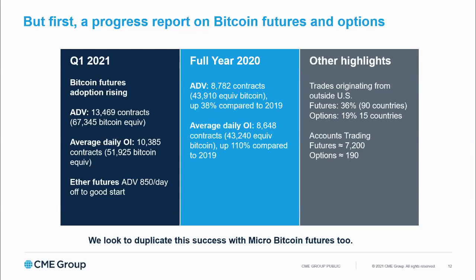But what I want to highlight here, if you look all the way to the right-hand column under other highlights, is that this is a global story. This isn't just a domestic trading story. The Bitcoin futures and the options on the futures have seen volumes coming from 90 different countries on the futures side and 15 different countries on the options side. So 36% of our futures volume is coming from outside the United States, and 19% of our options volume is coming from outside the United States as well. It's truly remarkable to see how this market has taken shape and how it's gone global now.